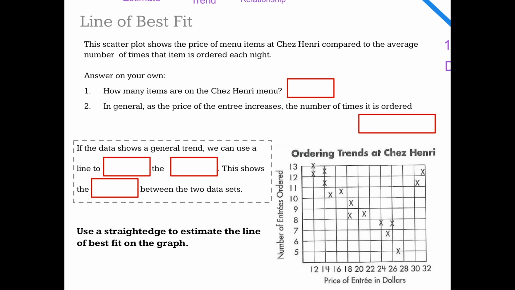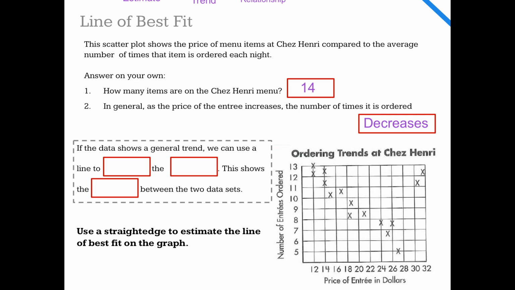Okay, now we're going to talk about something called the line of best fit. So it says this scatter plot shows the price of menu items as entrées compared to the average number of times that item is ordered each night. So there are a couple questions that I want you to answer on your own first. So go ahead and pause the video now, answer those two questions on your own, then press play again to see if you are right.